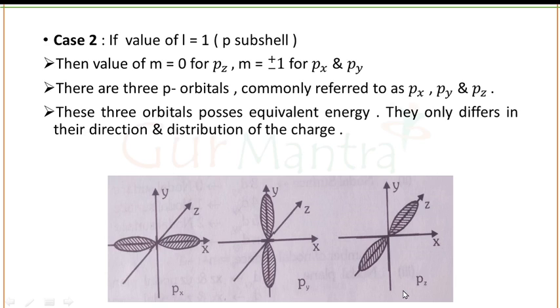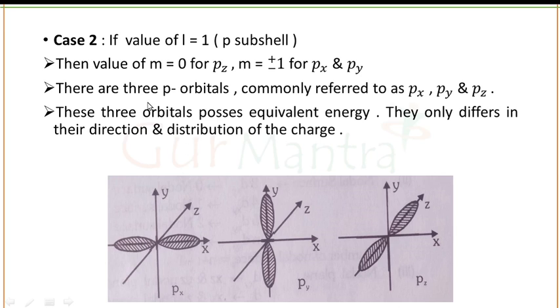Case 2 is if the value of l equals 1. You know it very well, l equals 1 is for p subshell. And p subshell has 3 orbitals, commonly referred to as px, py and pz. These 3 orbitals px, py and pz possess equivalent energy, which means they have equal energy. They only differ in their direction and distribution of charge.